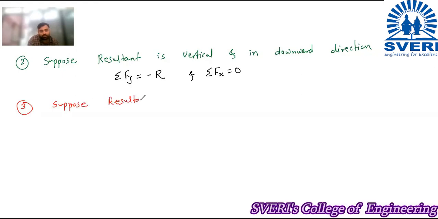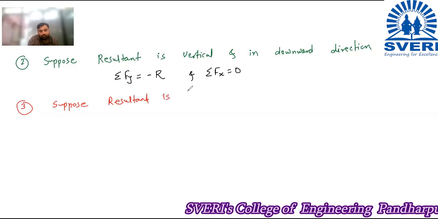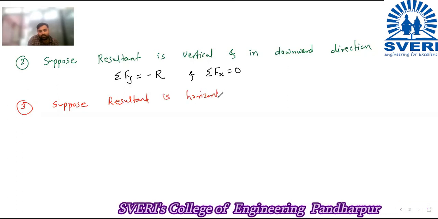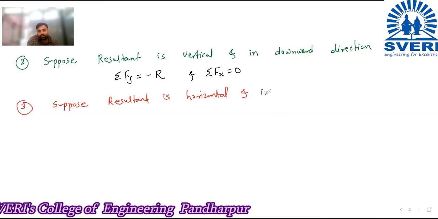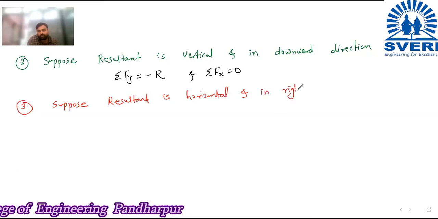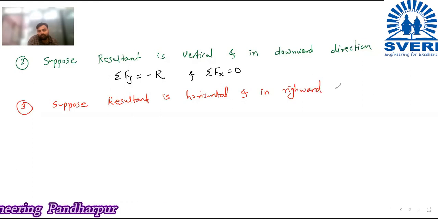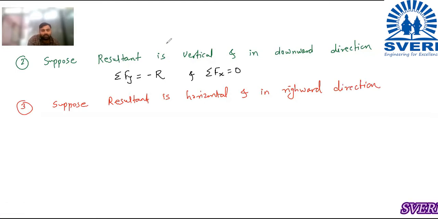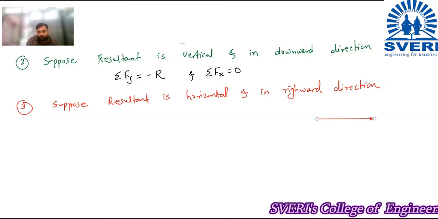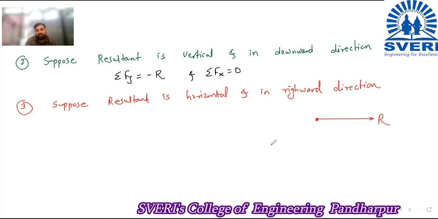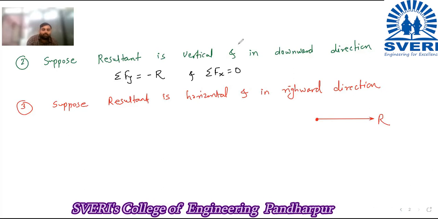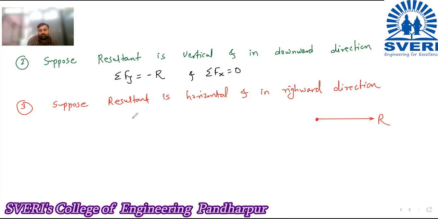So now suppose the third condition is suppose resultant is horizontal. Now suppose resultant is horizontal and in rightward direction. म्हणजे काय तर आपला रिझल्टंट आता असा आहे. Now this is the resultant. It is horizontal and moving in rightward direction. This is the resultant right now. So now let me know the equation. What will be the equation now in this case?